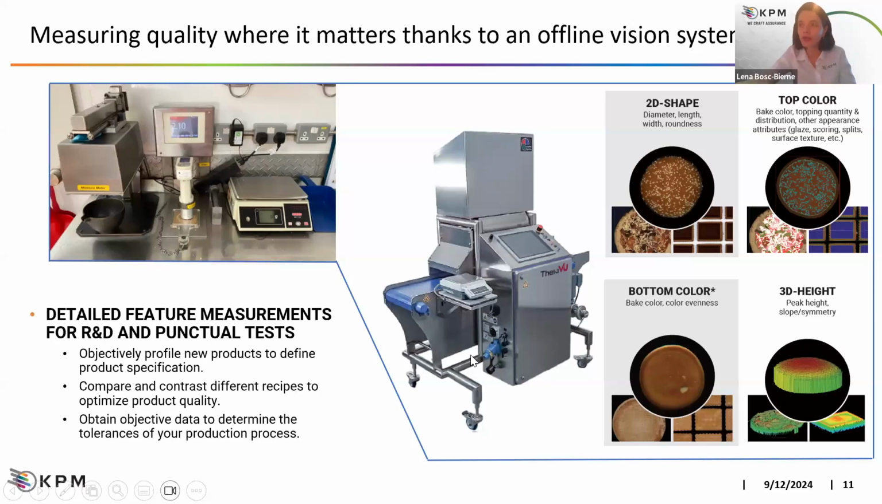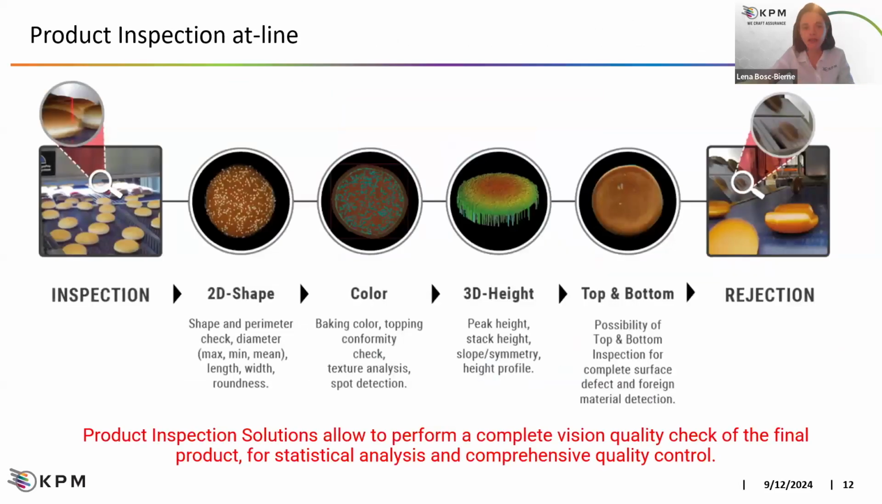That allows you, first, it's very useful for R&D projects. Like if you need to modify recipes, then you can easily optimize product quality as a function of what you're looking for in terms of final product characteristics. And you can also obtain objective data to determine the tolerances of your production process, to then apply them at the line of production using a full at-line system that you place at the end of the line, and that is able to measure the same characteristics. So again, dimensions, colors, symmetry, height, and so on, but to perform a complete quality check.